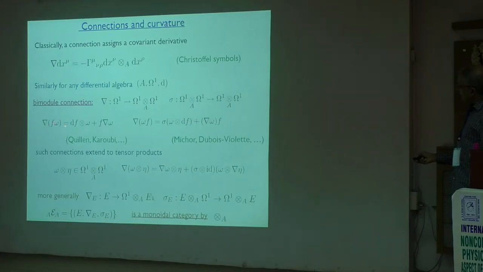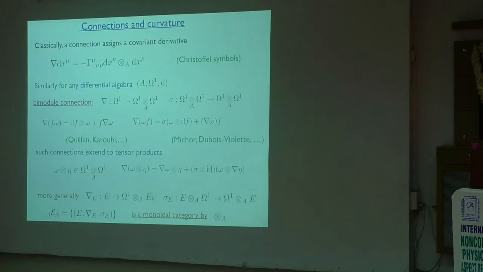So if you take a function, it should come out with a D, or it should just come out directly. So that's the usual connection, which is known since the 70s. What's more recent, particularly pioneered by Peter Michor and Dubois-Violette and some others, is this notion of a bimodule connection.